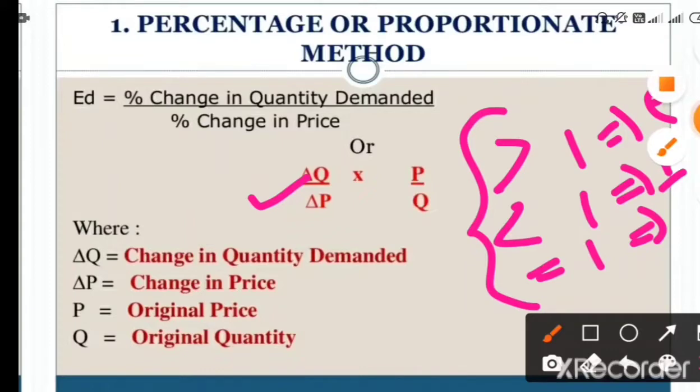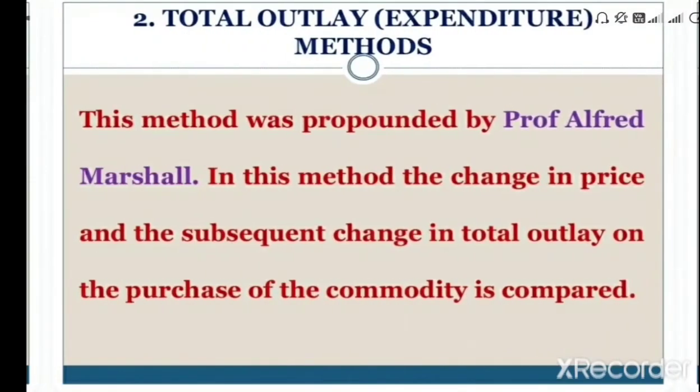So what about the expenditure method? In the expenditure method, we'll study according to the expenditure. Okay, we'll see that. First let me tell you about the scientist. Alfred Marshall has given this method, that is the total expenditure method. In this method, the change in price and the subsequent change in total expenditure on the purchase of the commodity is compared, like how much change in the price of that commodity is occurring, and due to that change in price, how much change in the expenditure is occurring. Okay, like how it is affecting your expenditure. So that's all about your expenditure method.